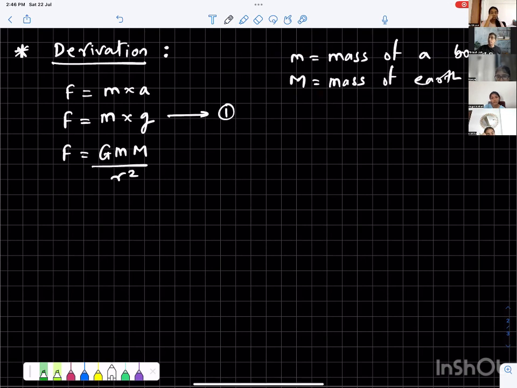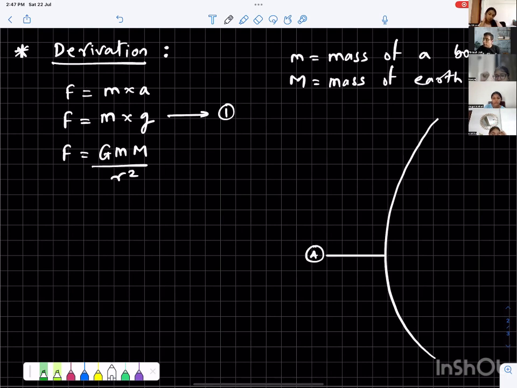Does anybody remember what small r means here? It's the distance of separation between the Earth and the object. Let's say this is the surface of the Earth, and I'm not able to mark the center of the Earth over here, and you have another object A here. Now let's say the distance from A to the Earth is 100 meters.